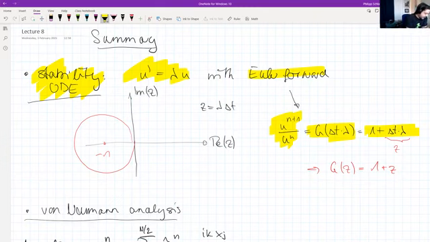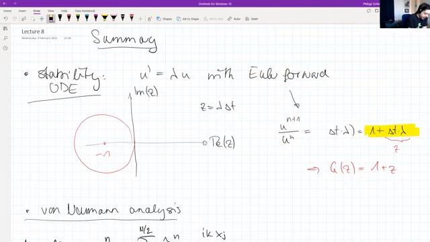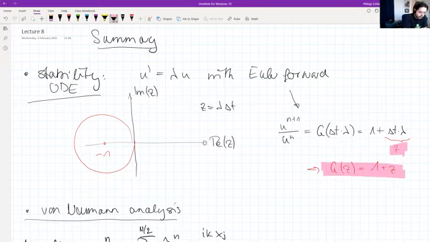What we have then done is to introduce an abbreviation, this Z, for delta t times lambda, which is a non-dimensional number. And with this, we could then write the amplification factor, which corresponds to the forward Euler scheme, as being 1 plus Z. And this expression is actually quite an important expression that characterizes the Euler forward scheme.